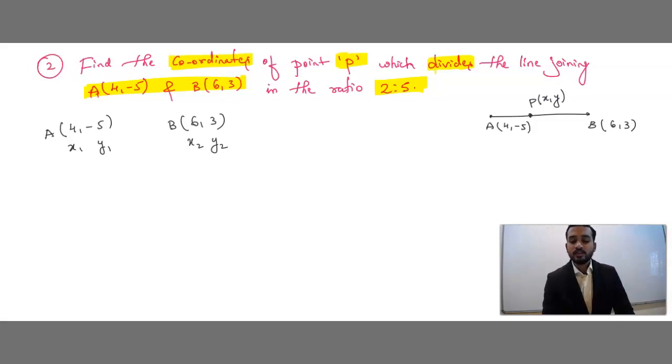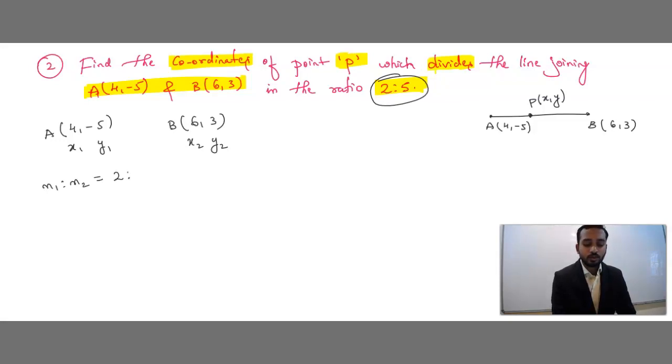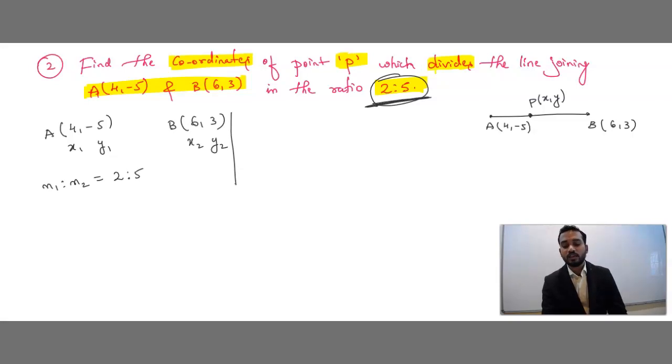Now he has given the ratio 2:5. Whenever they have given this kind of ratio, always remember that is nothing but m1 is to m2. m1 is to m2 is 2:5. Sometimes we write as m is to n. So this is the data. So first we are going to write the section formula. Whenever they have given this kind of ratio, remember that it is the section formula.